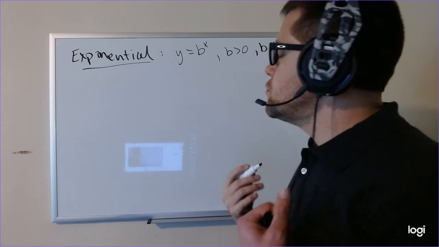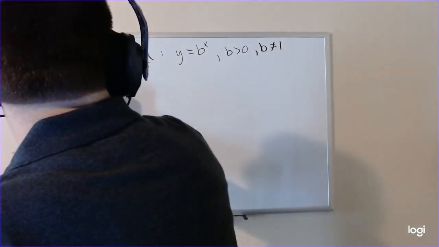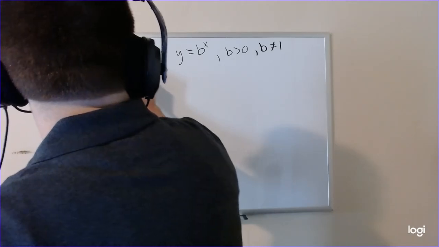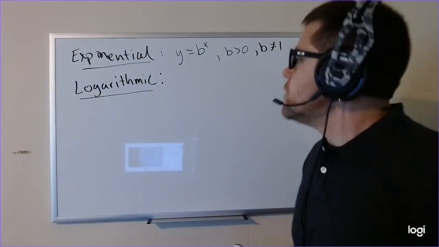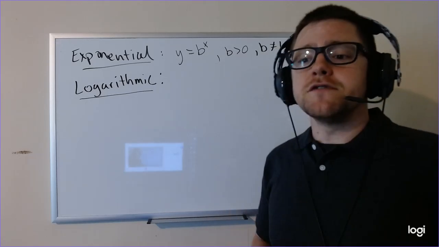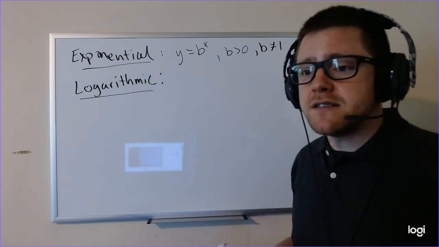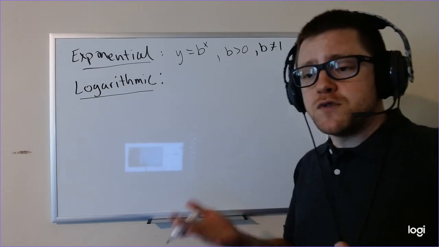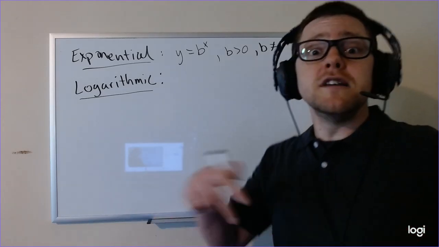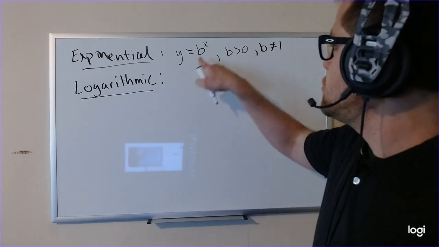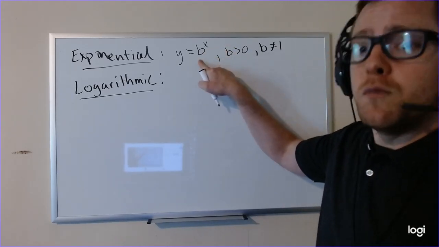Okay, so now I'm going to tell you what a logarithm is. A logarithmic function. A logarithm is just the inverse of an exponential. Now we've talked about inverses, but I'll just remind you what that means. For an inverse, we switch the x and y. Right? So an inverse takes an operation and undoes it. In this case, we took an exponent and then we exponentiated b by that exponent.